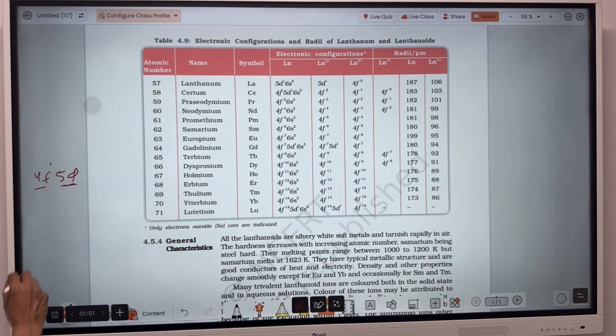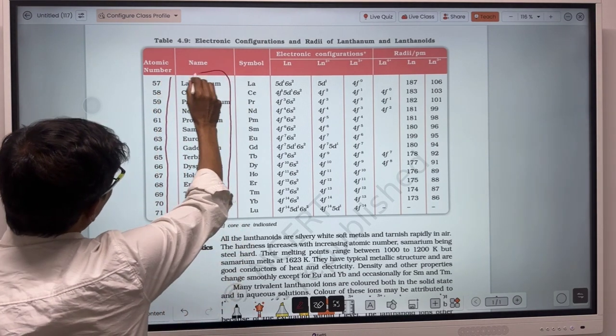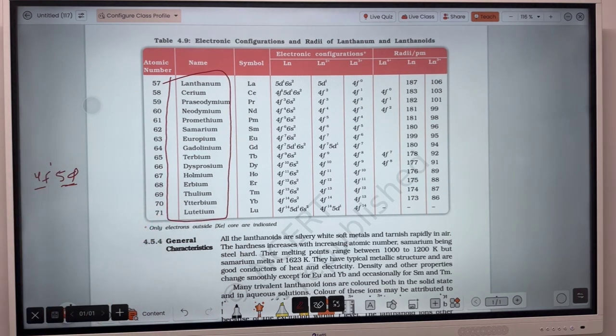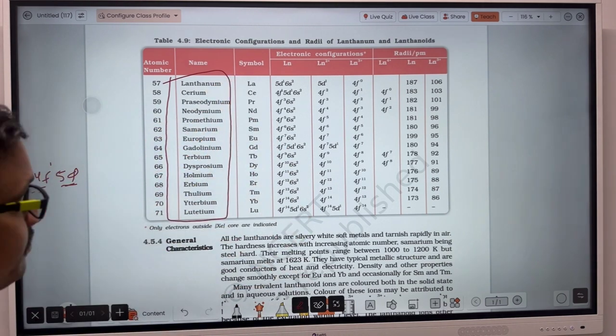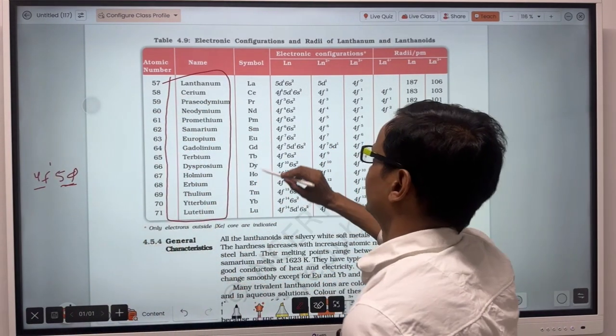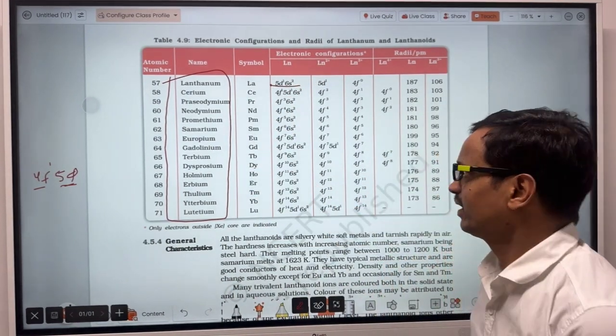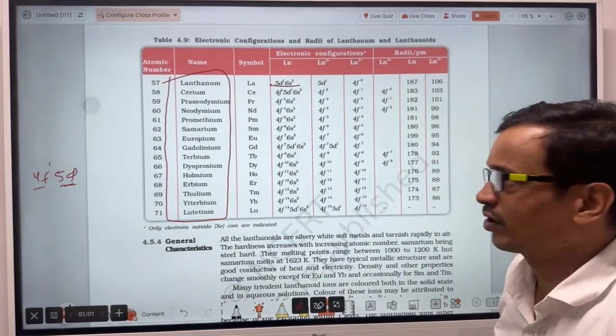So here are the names, and in memorizing these names, I cannot do anything, guys. You will have to mug up, like lanthanum, cerium. These you have to mug up only. But I am telling you how to write the electronic configuration. Firstly, at atomic number 57, lanthanum, there is no electron present in the 4f orbital.